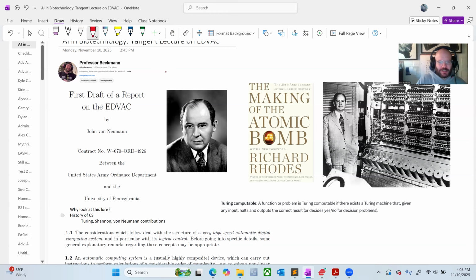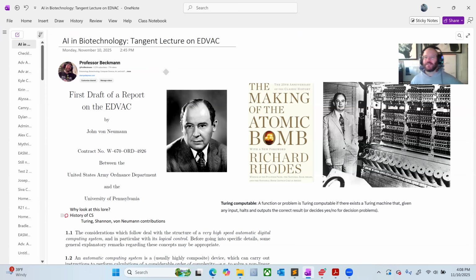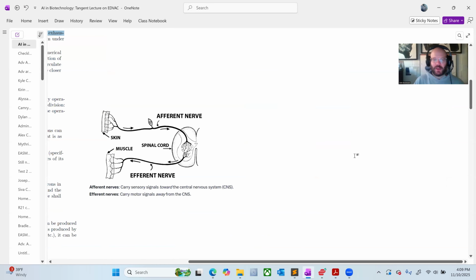So let's first just talk a little bit about the history of computer science, which will help set up the case for why you would read this paper. There's really three founding fathers of computer science. There's Turing, Shannon, and von Neumann. I can talk about the contributions briefly of each of those individuals.